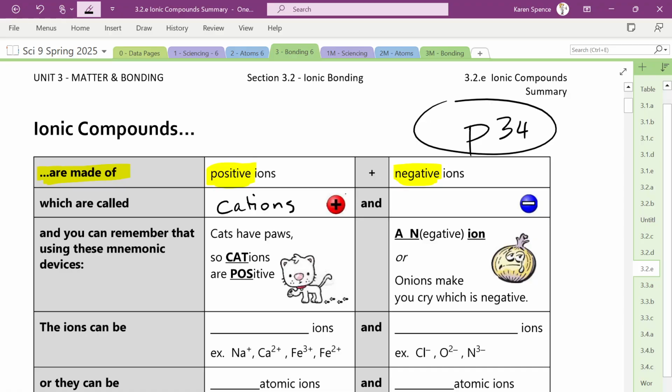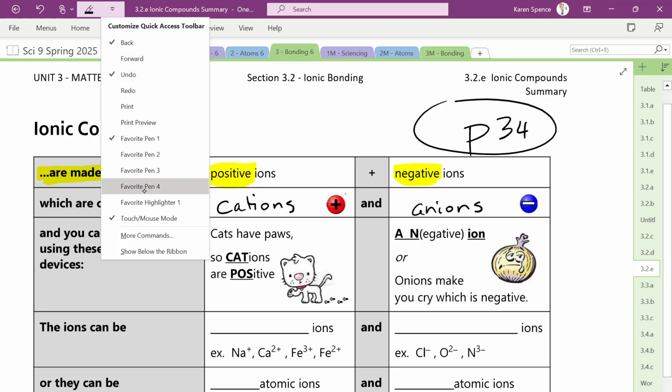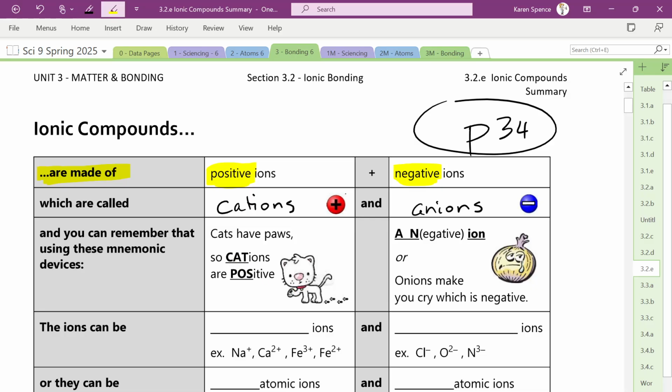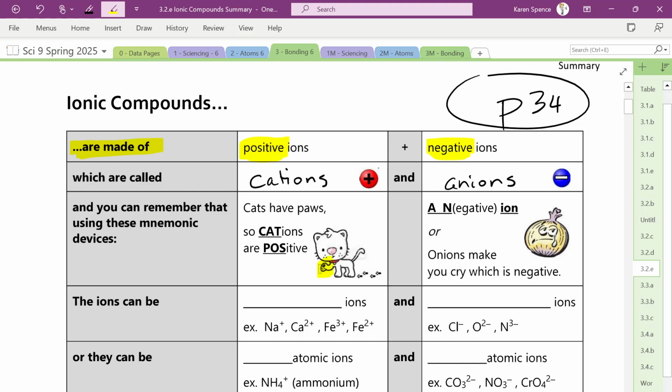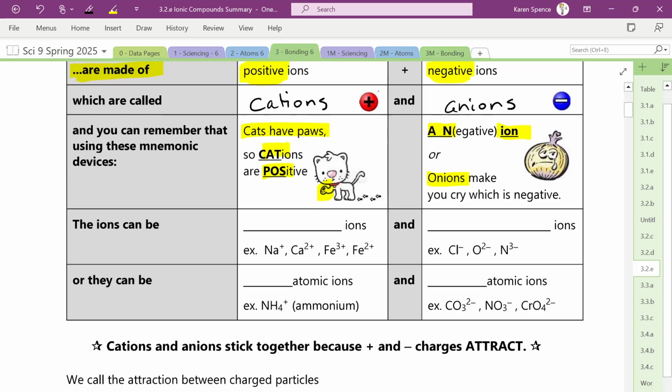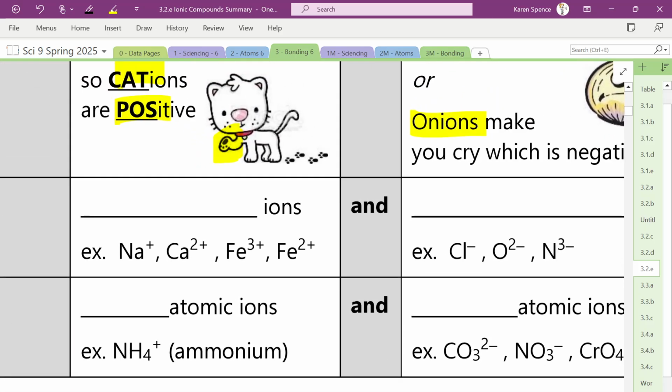And the negative ones are called anions. Hopefully by this point you know those already, but just in case you have forgotten, we have two little mnemonics. We've got this cute little cat who's showing us his paw. Cats have paws, so cations are positive. We have a negative ion, or onions make you cry, which is negative. Now, if I have an ion that just has one atom, Na plus, Ca 2 plus, Fe 3 plus, Fe 2 plus, just a single atom.